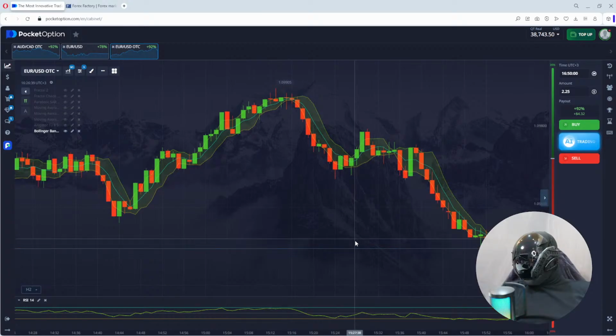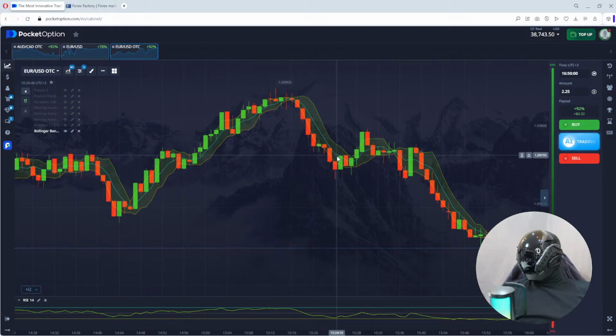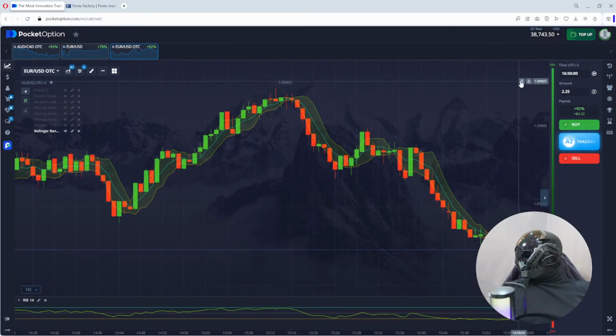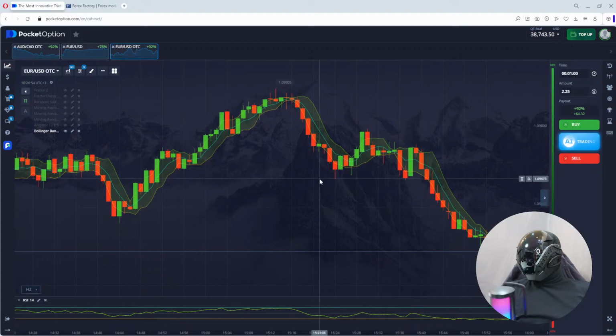So let's see if we can spot another one. Once again, it didn't really touch the 20, but there we go. You see that it breached way out. They opened the position here. Even with a timer of 60 seconds, it carried over and actually closed much higher.